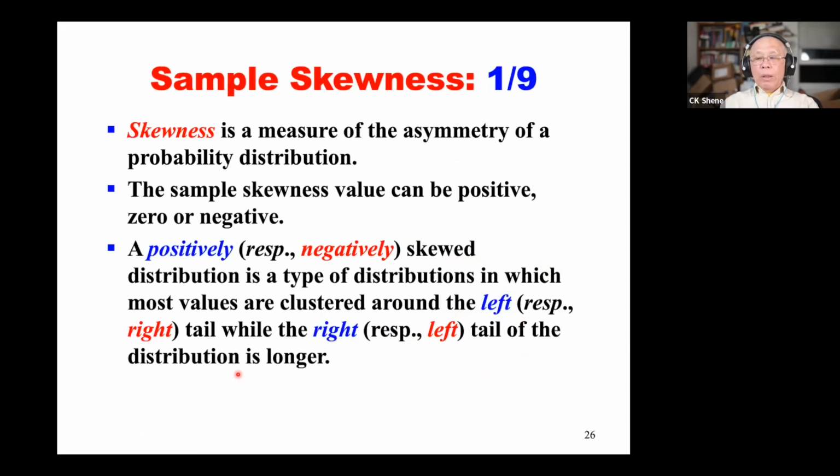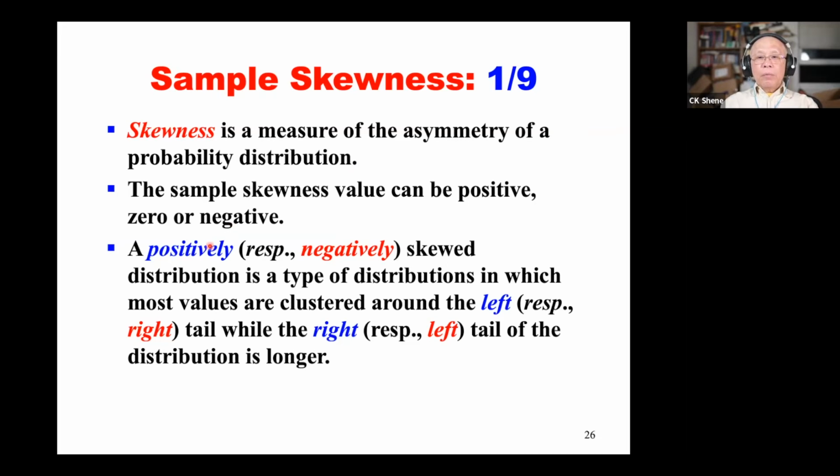The next one is skewness. Normally, statistics books do not talk about skewness, but here for completeness, we talk about skewness. Skewness is a measure of the asymmetry of a probability distribution, or the probability distribution from the data you collect. The sample skewness value can be positive, 0, or negative.